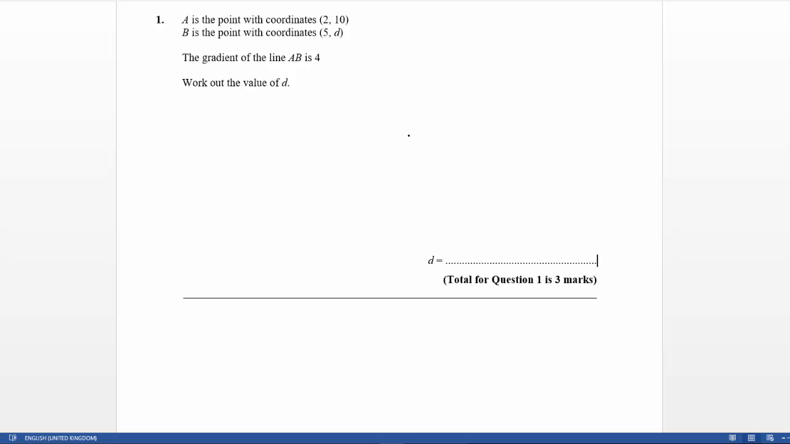So what's the first thing that I need to know before I can answer this question? The formula of the gradient. Okay, and what's that formula? M equals y2 take away y1 over x2 take away x1. Okay. That's fine. What would I do now?